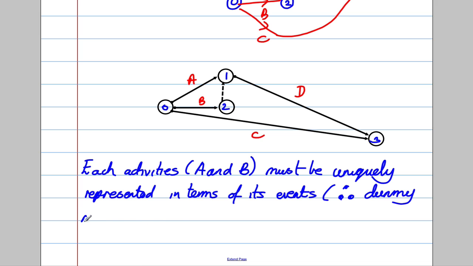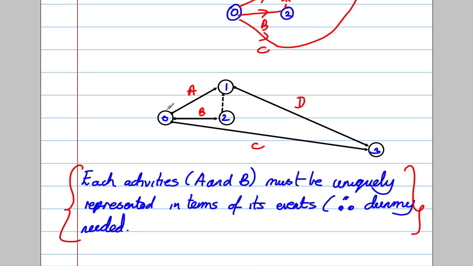Basically what that's saying is you can't start and finish at the same node. Two activities on their own can't start and finish at the same node, but you have to phrase it in this way to get the marks in the exam. So each activity, in this case A and B, must be uniquely represented in terms of its events. So you need a dummy. So they're the two reasons you need a dummy.